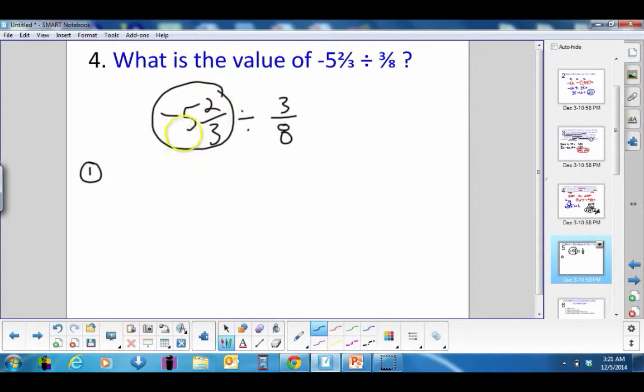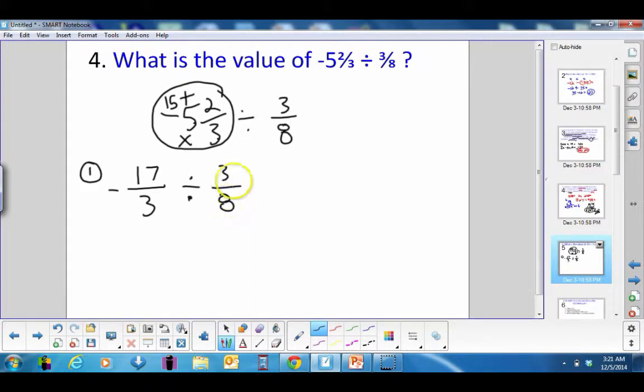The way I do it, I multiply here, and then I add up here. 5 times 3 is 15. 15 plus 2 is 17. So I have 17. And what do I do with my denominator? I keep the same denominator from right here, 17/3. There's one thing I don't want to forget to bring down, and that's the negative sign. So negative. Now I bring down my division sign and 3/8.